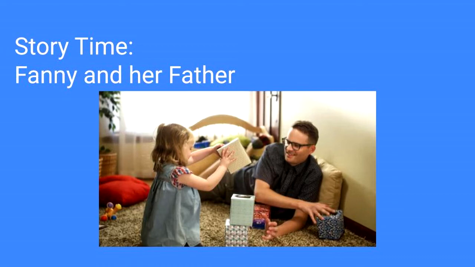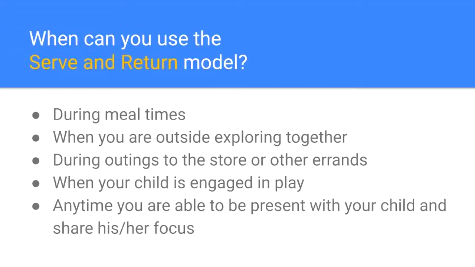Step 5. Notice beginnings and endings. As you can see, Fanny's father noticed when her focus had changed from building a castle to getting the princess ready for a party. Instead of trying to bring Fanny's play back to the castle, he follows her lead and supports her new exploration. So, when can adults use the serve and return model?